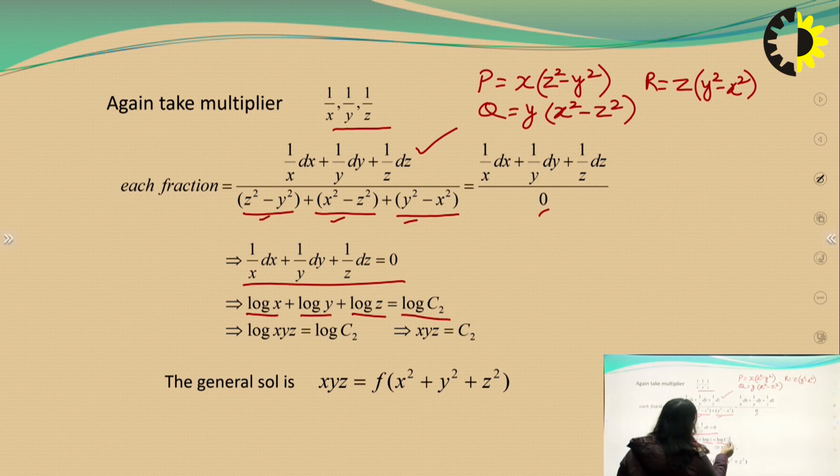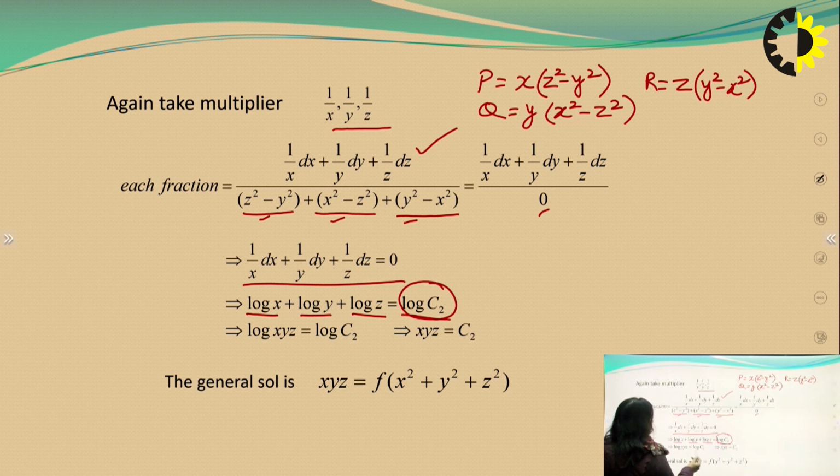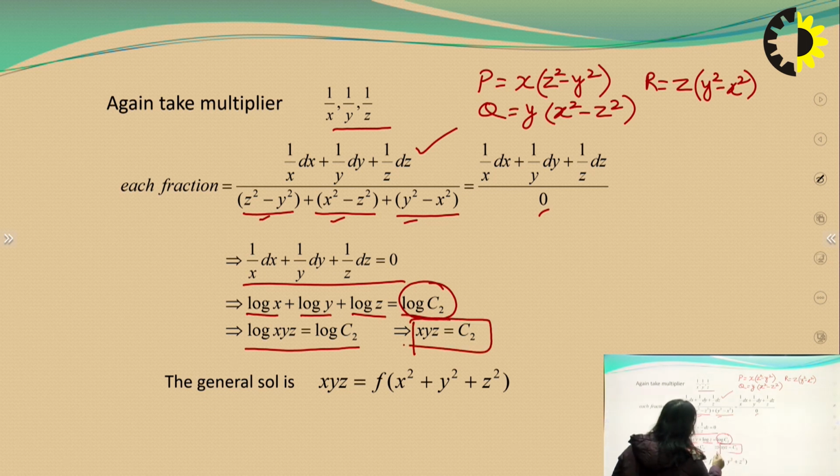Now, here I have considered this log so that the log on the left hand side goes away when I take anti-log on both sides. So, log of x, y, z equal to log C2 gives me the solution as x, y and z multiplied together equal to constant. This is my second solution.